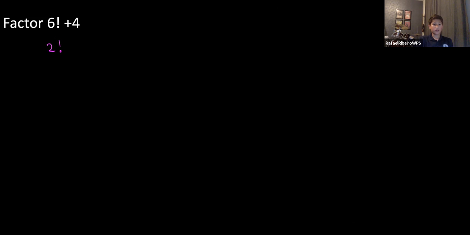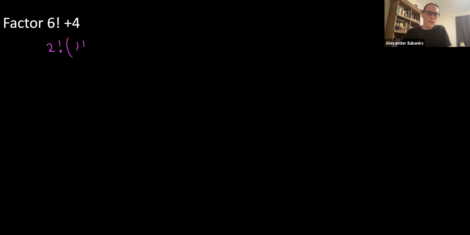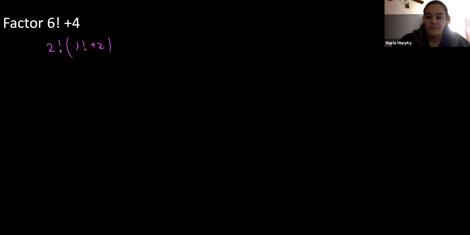Oh, yeah, that was for last time. Yeah, so for this time I got 2 factorial, parenthesis 3 factorial plus 2. Okay, so let me write that down. Now, you know what I'm going to ask you, right? Can you walk me through how you got that? Oh, yeah. Well, I just saw that both of them to be divisible by 2. So I just factored the 2 out.